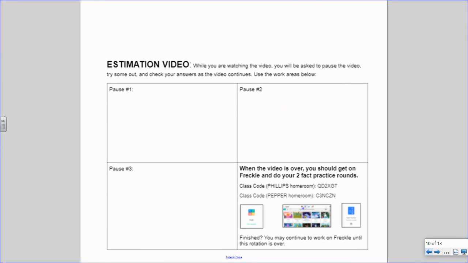Now, I am going to backtrack here. Now that you are here, you can, if you have any time remaining in this rotation, follow the directions. You're going to go to Freckle, and if you need the class code, it's there. And you're going to work on fact practice. And I gave you some images of what you need to click on. And if you even have more time, you can just explore through Freckle more.